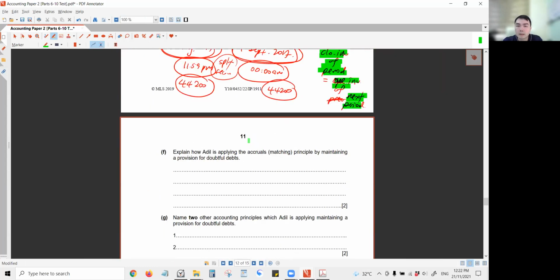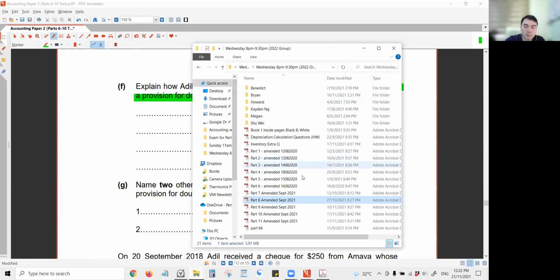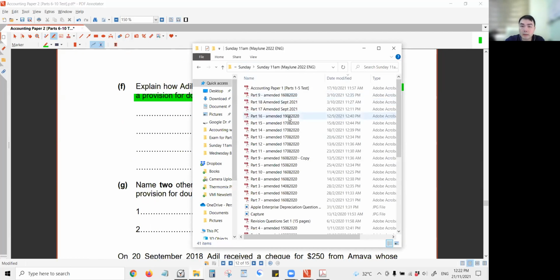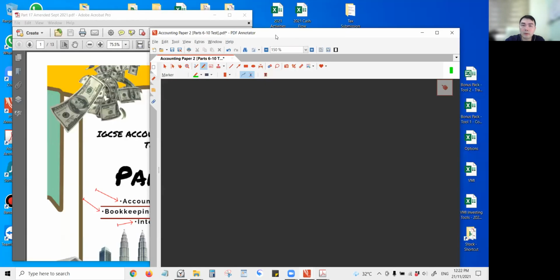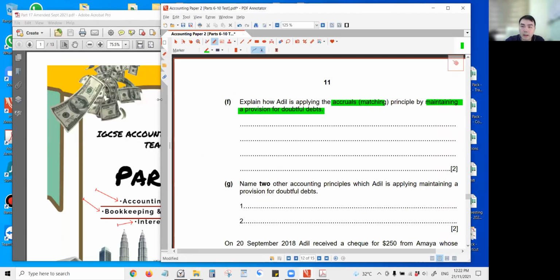Next page. Question F. Explain how Adil is applying the accrual principle by maintaining the provision for that. Okay, this one, do it on your own. You can refer to the part 17. I know it's quite challenging for you to remember all the lines needed to remember. So let me show you how you make use of the notes for the part 17.